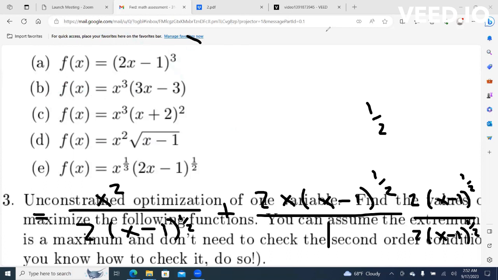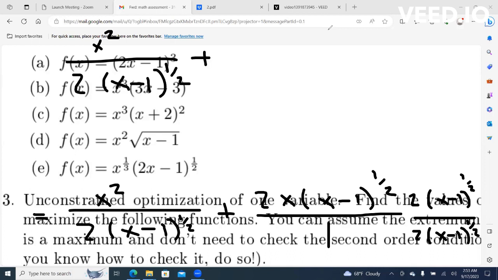Application in economics and everything else is way more important, but I'm a math guy and I like math, so I'm just simplifying all of this. So plus, I see a 2 and a 2. I see 4x times what is x minus 1? This is where we left off in the last video. (x minus 1) to the power of 1/2 times (x minus 1) to the power of 1/2. That's what makes it so easy. It's just x minus 1.